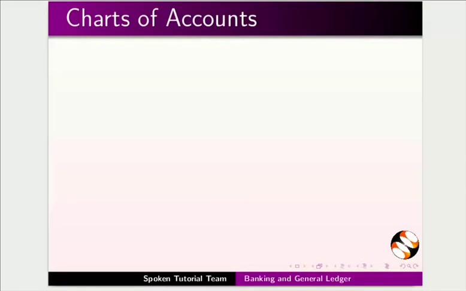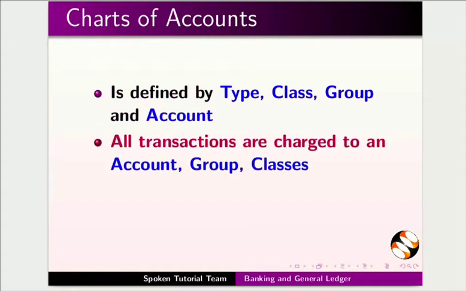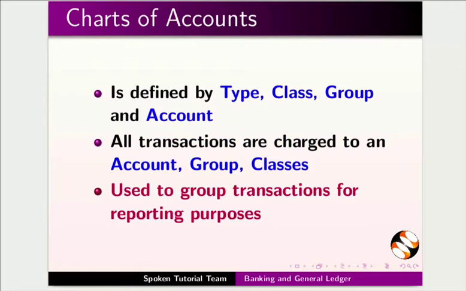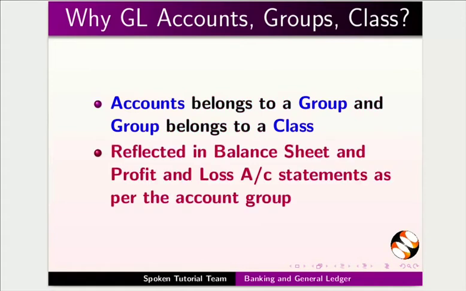Before we start with any transaction, we need to set the charts of accounts. The charts of accounts in Front Accounting is defined by type, class, group, and account. All transactions are charged to an account, group, and classes. These are used to group transactions for reporting purposes. In Front Accounting, account belongs to a group and group belongs to a class. It will be reflected in the balance sheet and profit and loss account statement as per the account group.